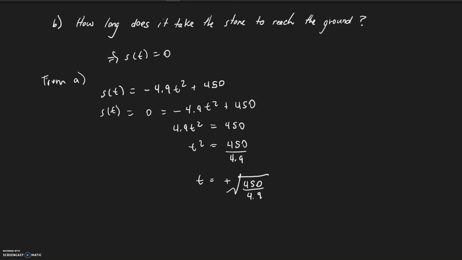So we can discard the negative square root because we're not really going to be getting a negative value for time, because that would imply that we're moving back in time. So if we do this calculation, the square root of 450 over 4.9 is approximately 9.58 seconds. And that is the answer.